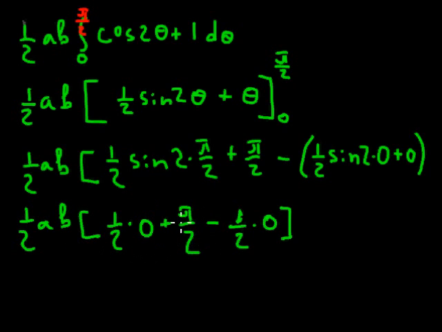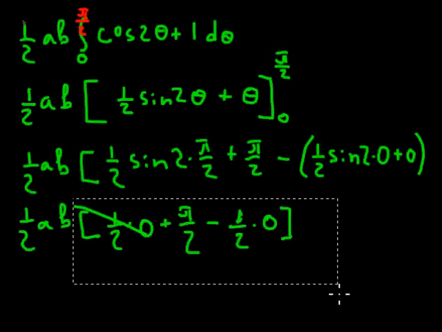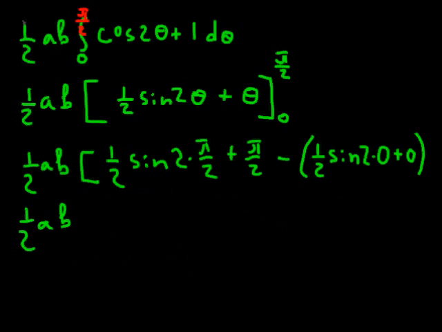So let me erase this. And we had pi over 2 left. So when you multiply, we get pi ab over 4, and that's it. That's the value of our integral.